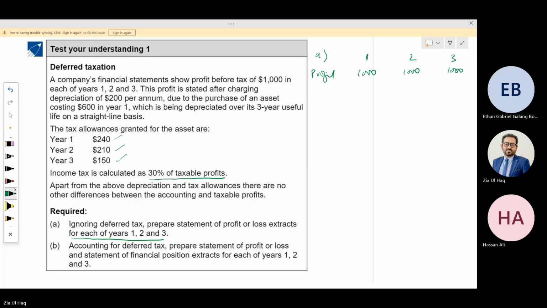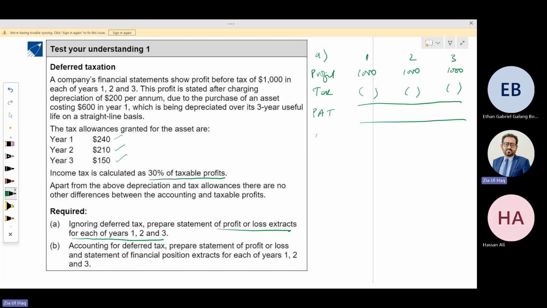What happened? How much is the tax? This is profit before tax. If we deduct tax from this amount, we can calculate the profit after tax that they are requiring. Deferred tax, tax allowance and everything, we can ignore. So ignoring deferred tax, prepare statement of profit or loss extract for each of year 1, 2, 3. There are no consequences of deferred tax as a deferred tax liability. Based on this information, you need to calculate the extract of the profit and loss account.